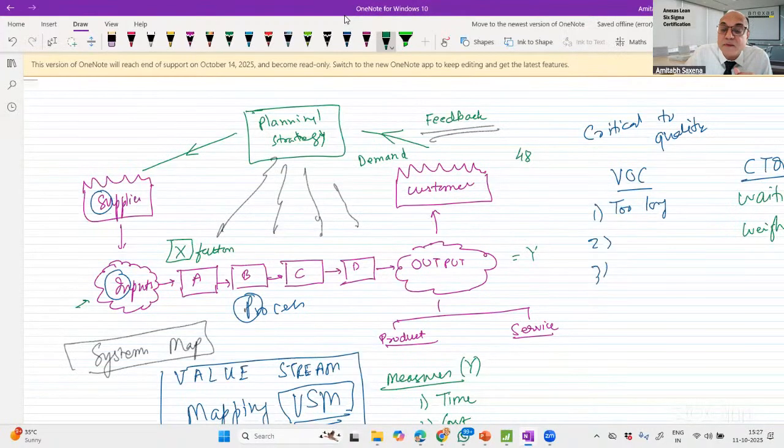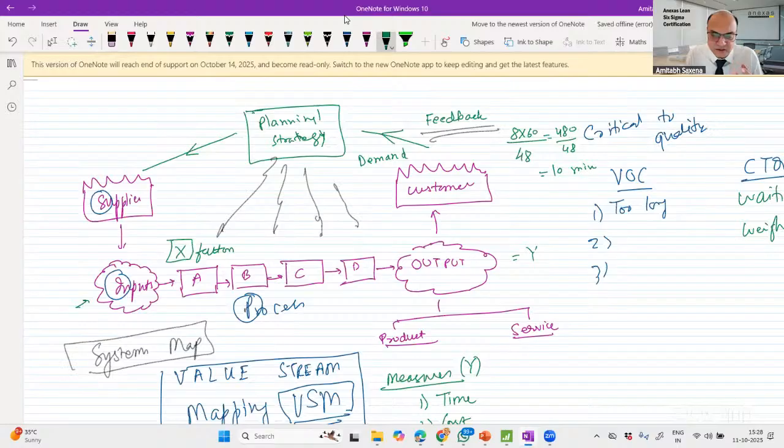Let's say you work for 8 hours. Keep it simple: 8 hours into 60 is 480 minutes. You work 480 minutes and your demand is 48 customers. So every 10 minutes you are getting a customer. That means every 10 minutes, your company should deliver a car to the showroom. Are you getting it? Every 10 minutes, one car should be produced.